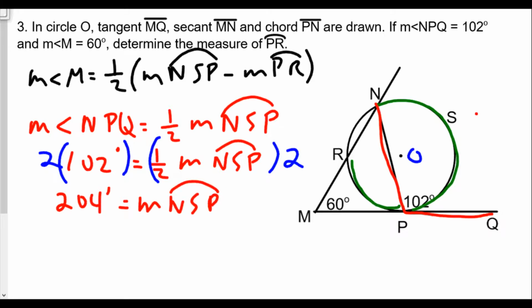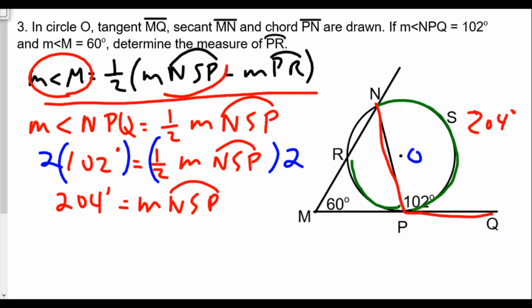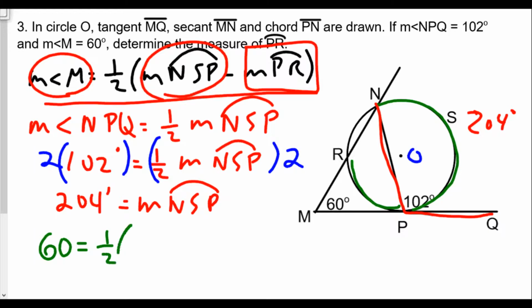So let's fill it in as 204 degrees. Now, let's go back to the top of our equation. We know this measure, and we know this measure. All we need to do now is find this measure. So the measure of angle M is going to be, let's use green, 60 is equal to 1/2 of the measure of arc NSP, which is 204, we found that, minus the measure of arc PR.